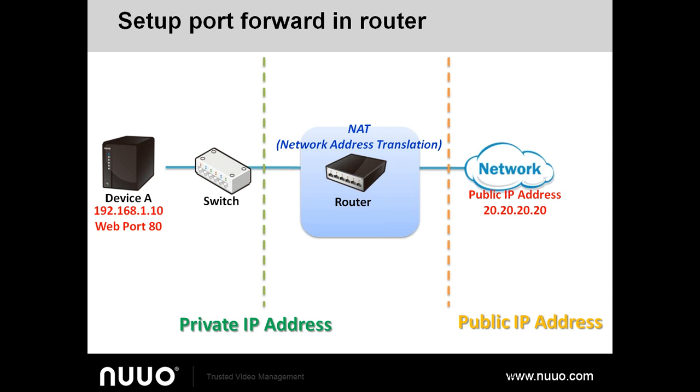When a device located in the local area network with a private IP address needs to communicate with the outside network, it will use the public IP address of the network's gateway to identify itself to the Internet. And this translation of converting a private IP address to public is done by NAT.